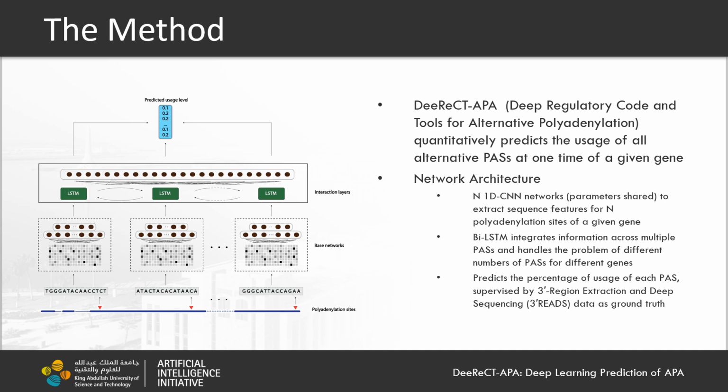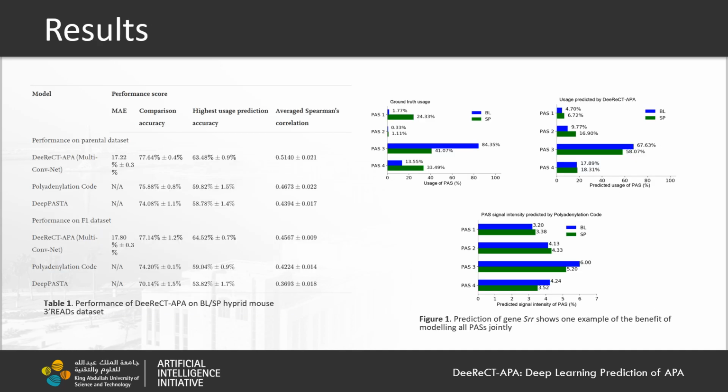Finally, the model predicts the percentage of usage of each PAS, and this model is trained and supervised by 3' region extraction and deep sequencing data as ground truth. This slide summarizes several results of our DeeReCT APA model. In the left table, it shows the performance of DeeReCT APA on the BL and SP hybrid mouse 3' reads dataset. On both the parental dataset as well as on the F1 dataset, DeeReCT APA outperforms other models in terms of mean absolute error, comparison accuracy, highest usage prediction accuracy, as well as average Spearman's correlation.